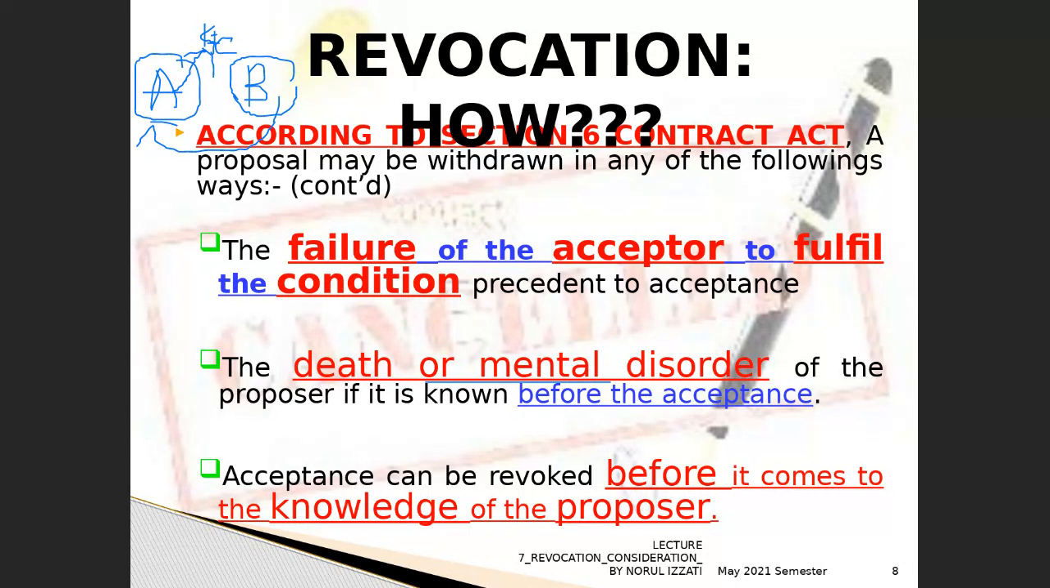The death of one of the parties. Let's say A is giving the offer to B, but B suddenly meets with an accident. So automatically the offer to B is able to be revoked. Or maybe A is giving the offer to B, and tomorrow we find that B, the offeree, has a mental disorder. In Malaysia, or in English common law, a person with a mental disorder is not recognized as able to form any contract.